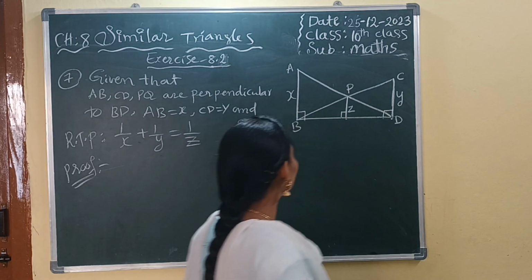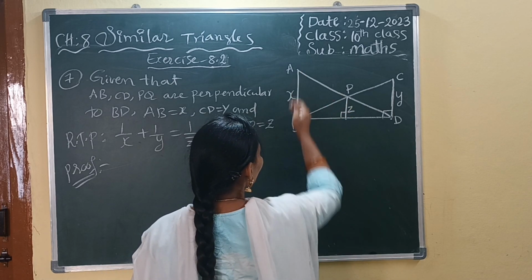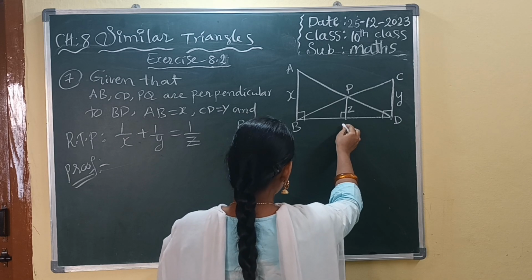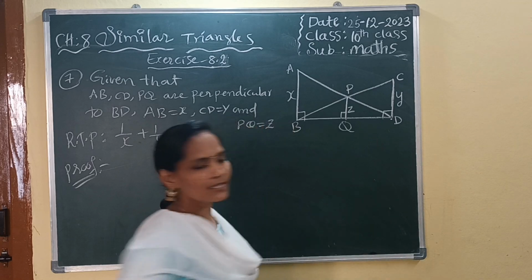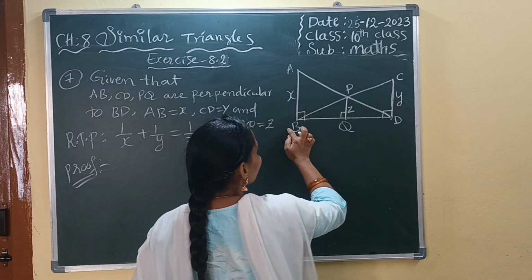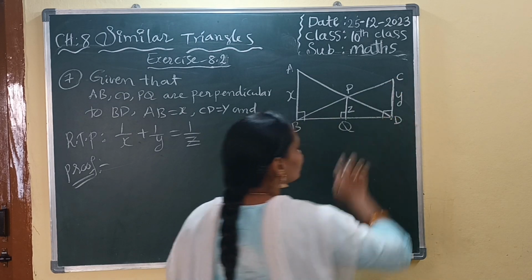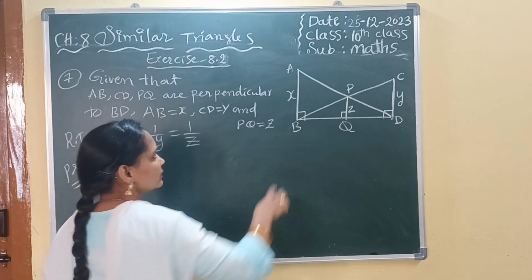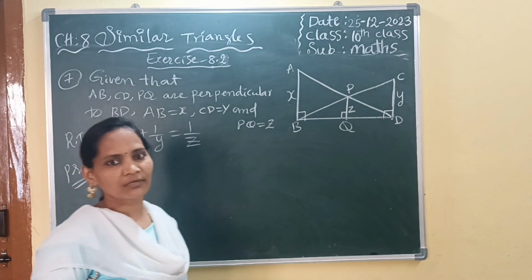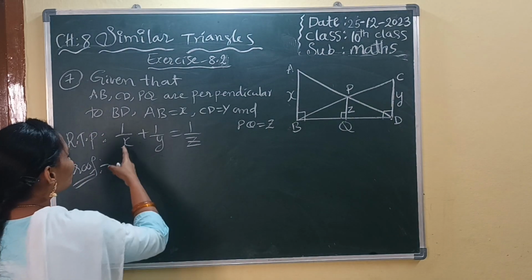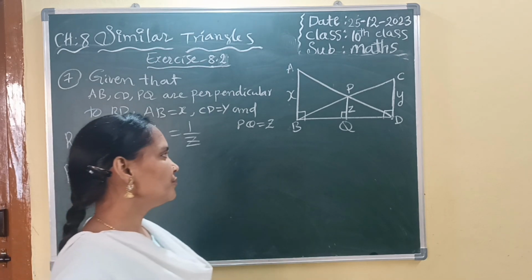See the given figure. This is the given figure. In this, AB, PQ, CD are perpendicular to BD. AB perpendicular to BD, PQ perpendicular to BD, CD also perpendicular to BD. And AB is equal to X, PQ is equal to Z, CD is equal to Y. If so, then prove that 1 by X plus 1 by Y is equal to 1 by Z. So how to prove? Let us see.